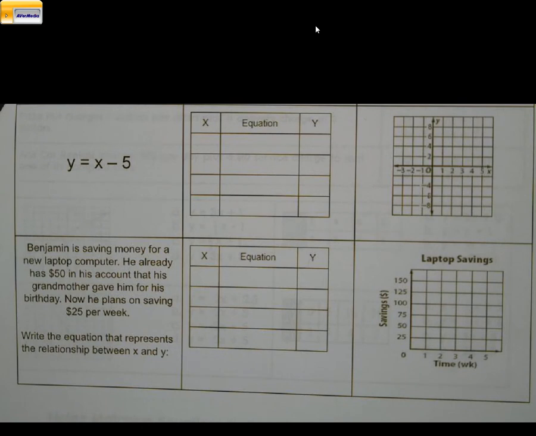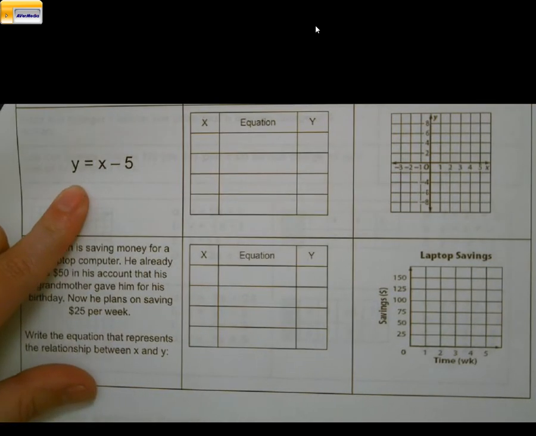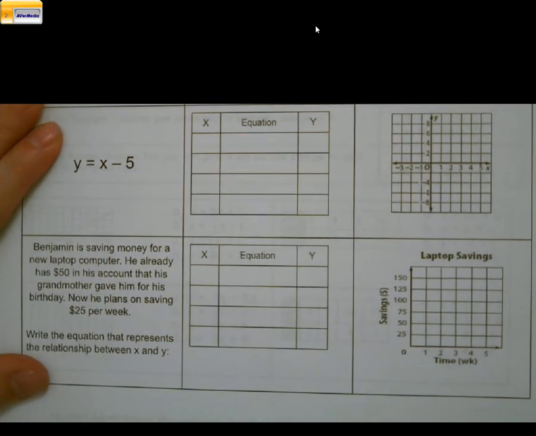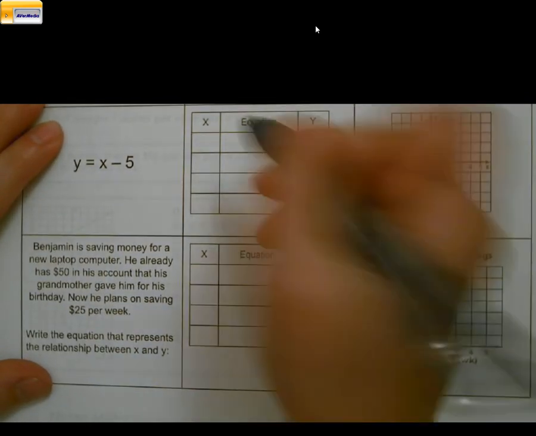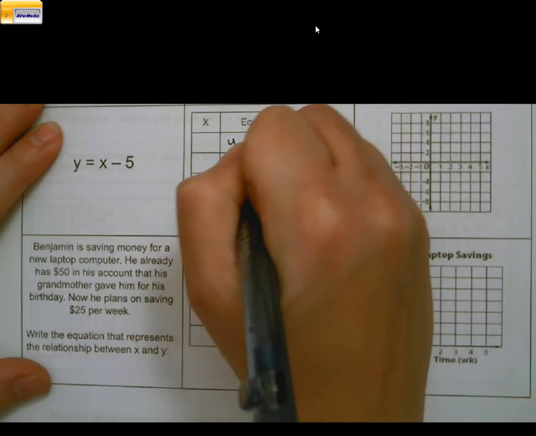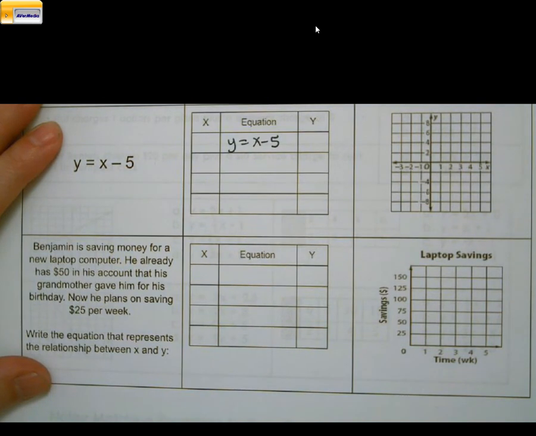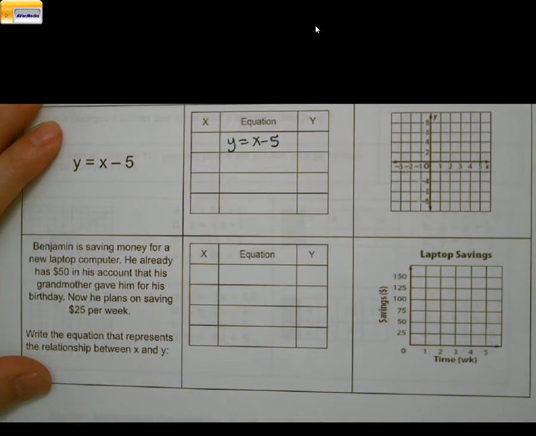So in our first example, we have an equation, y equals x minus 5. Now I'm going to plug that information into my table so that I can get some ordered pairs in order to graph. So first I'm going to write my equation right here. Now, the first thing I want to do is plug in a number for x and then find y, and see what those ordered pairs would be on my graph.